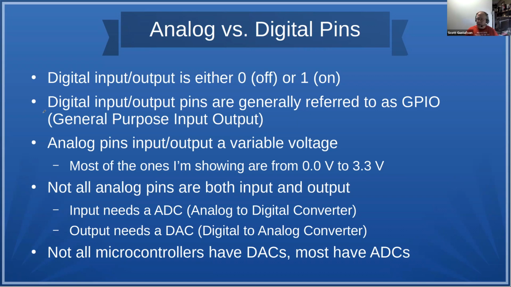Analog pins, on the other hand, allow you to have that variable voltage. And so since I'm using 3.3 volt things today, for example, I can vary the voltage output from 0 to 3.3. Now, I know I'll get into this in a little bit, but you can't dim an LED.